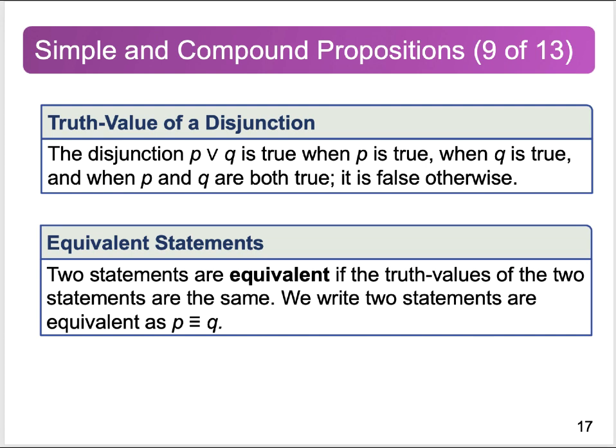Otherwise, you have false. And then we'll have equivalent statements when the truth values of two statements are exactly the same. So we're going to use our truth tables to determine if statements are equivalent. If they are equivalent, we'll use the three-bar equal sign to show that they're not the same, but they are equivalent based on their truth values.